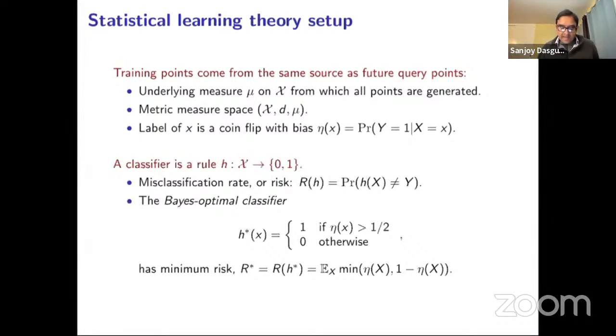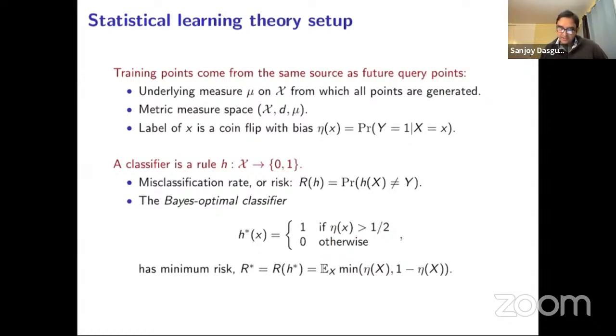Now, the thing we want is a classifier, which is a rule from X to a label 0, 1. The error rate of a classifier, its risk, is simply the probability that it's wrong on this underlying distribution. Because of the stochasticity in the labels, there isn't necessarily a classifier that's perfect. But the best possible thing to do is the Bayes optimal classifier, which on an instance X will predict 1 if the bias of the label at X is more than 1/2, and otherwise it'll predict 0. There's nothing better one can do.